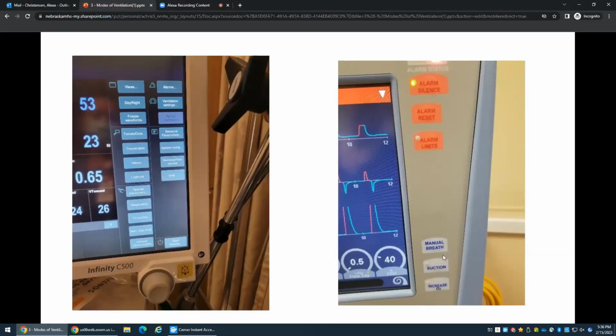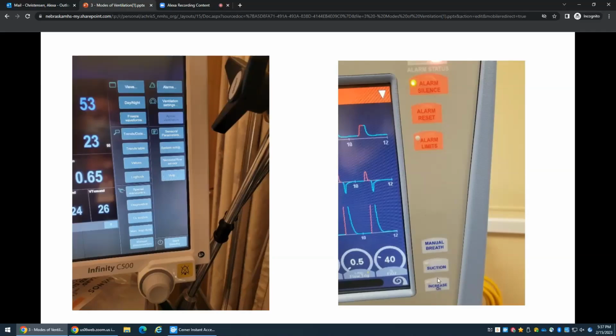Okay, so buttons that you guys need to know about. Alarm silence on the Draeger is down here, this little yellow button. Alarm silence on the Avia. O2 suction or increase O2. So over here, it's called O2 suction. Over here, there's the increase O2 button, and then there's a suction button.